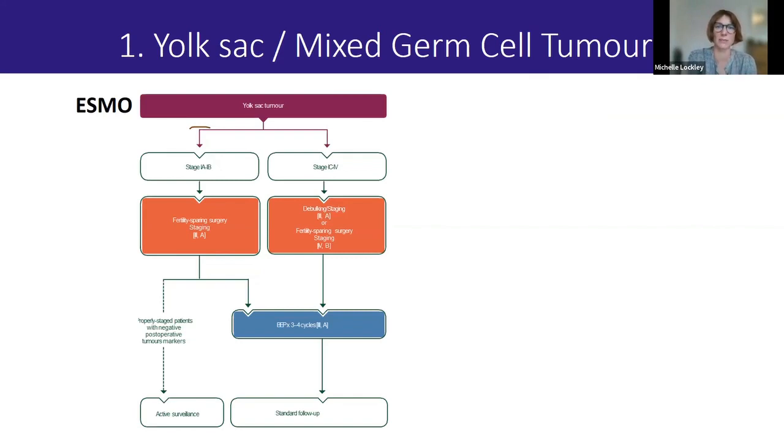Okay, so yolk sac and mixed germ cell tumours we'll consider as the same thing. The mixed germ cell tumours usually means that they've got an element of yolk sac tumour within them. And as we've just said in our adult guidelines, if you have stage 1A and B patients who have had proper surgical staging, you can just watch them according to that surveillance regimen we just described. And everyone else gets BEP chemotherapy.